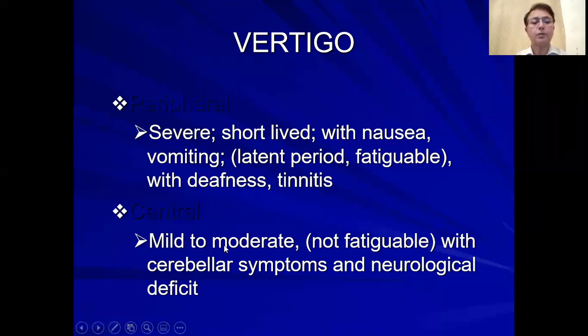Central vertigo is mostly long-standing, mild to moderate. It has no stimulus, no latent period, it is not fatigable, and is usually associated with other CNS symptoms like hemiplegia, weakness of the ipsilateral side, cerebellar symptoms, dysarthria, dysdiadochokinesia, and various cerebellar symptoms.